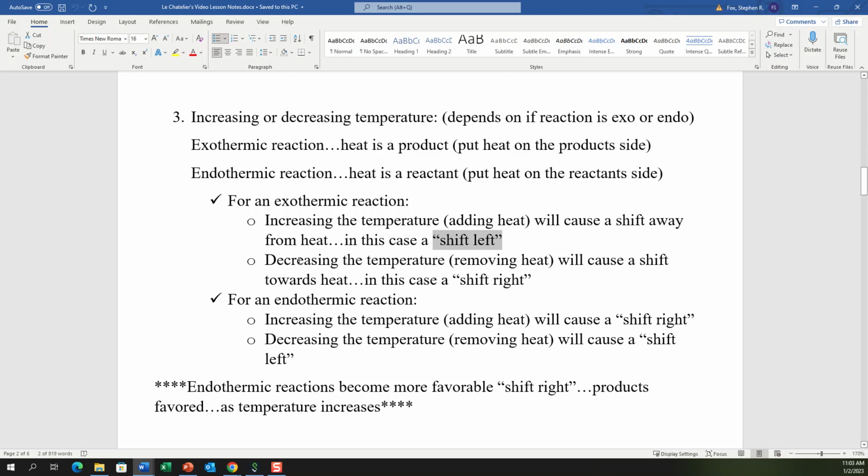If you cool it down, if you decrease the temperature, that means you remove heat, and it's going to try to replace the heat by producing heat. Well, heat is a product if it's an exothermic reaction. So if you cool it down, it's going to shift towards the right, towards the products, to try to replace the heat that you removed.